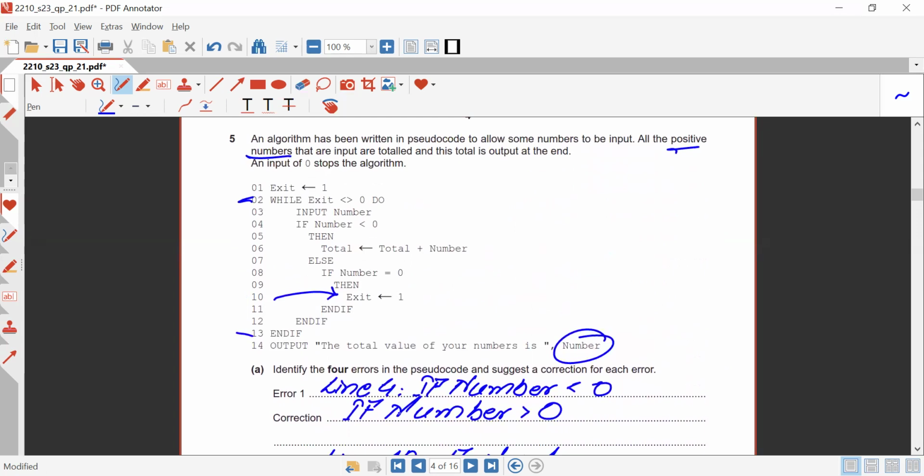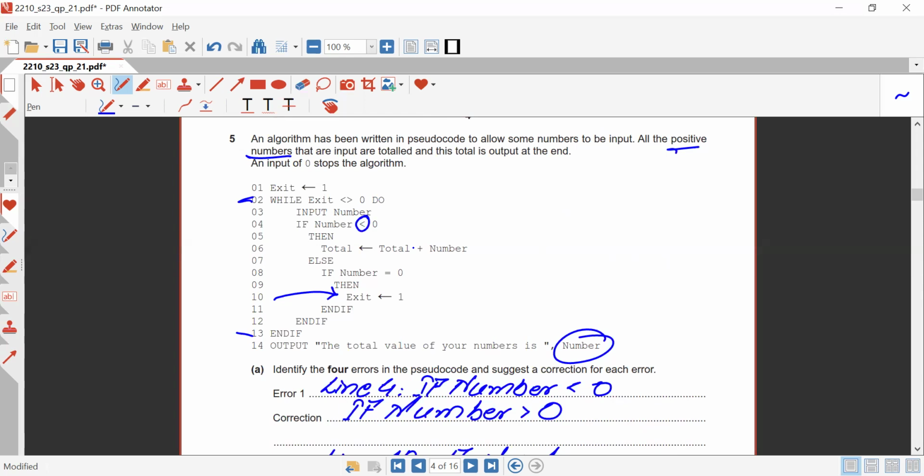Then after the count value, while will remain the same, input number will remain the same. If number is less than 0, it should be done with greater than 0. So if number is greater than 0, then total will be total plus number, and the other thing will be count plus 1. In this case, the total will be added on and count will be added up.